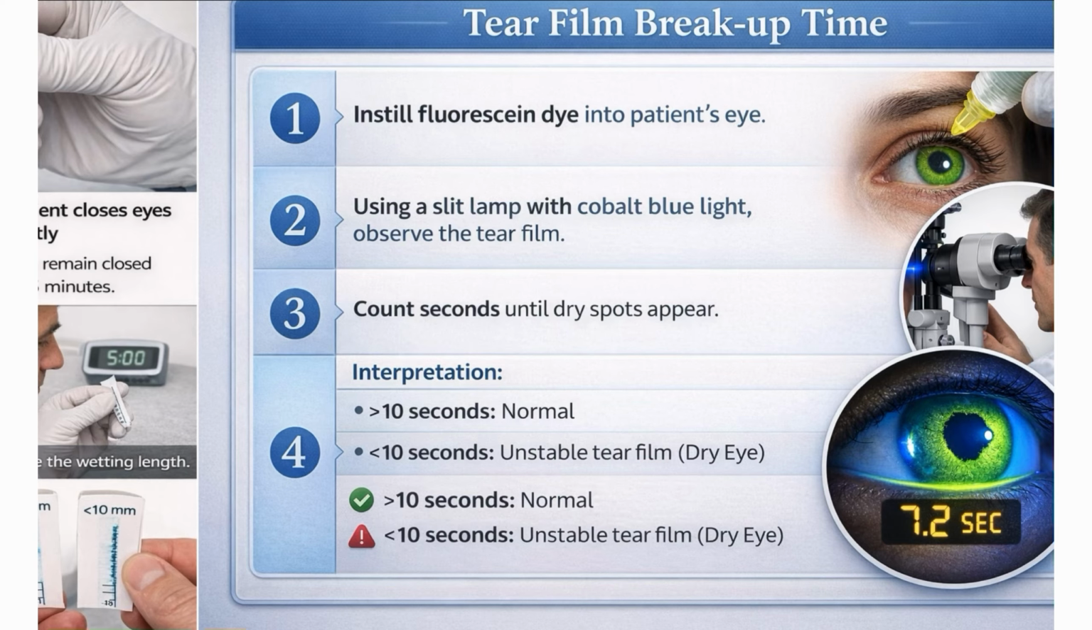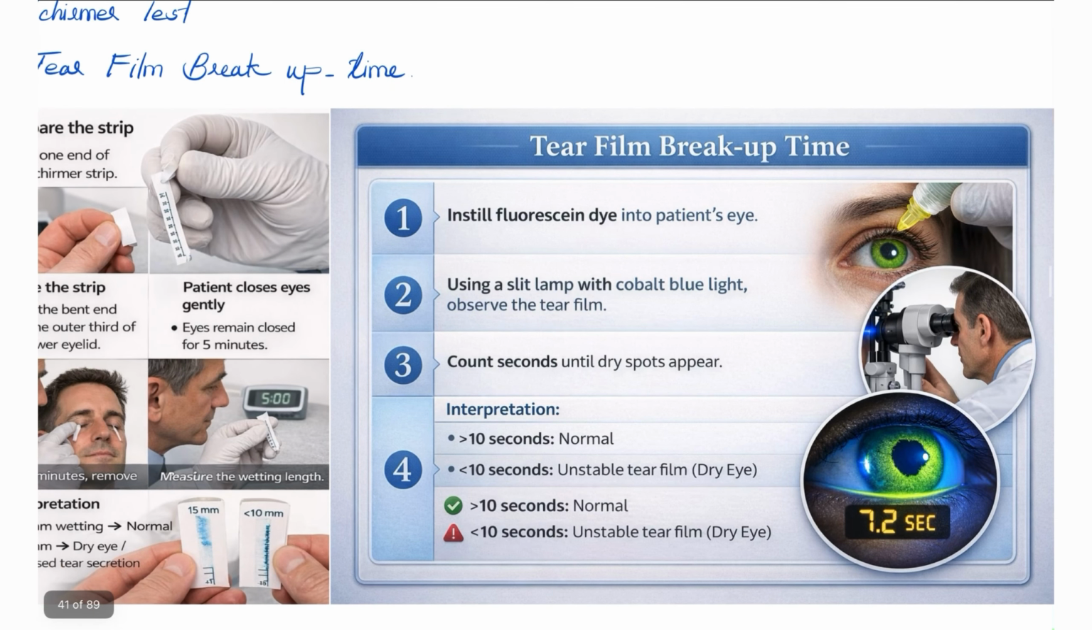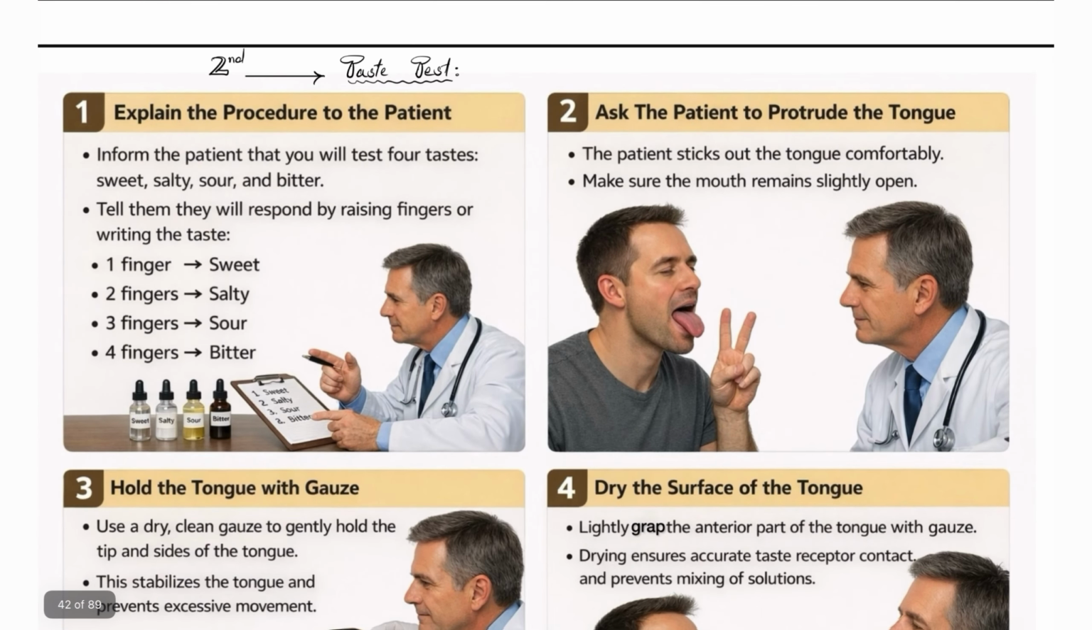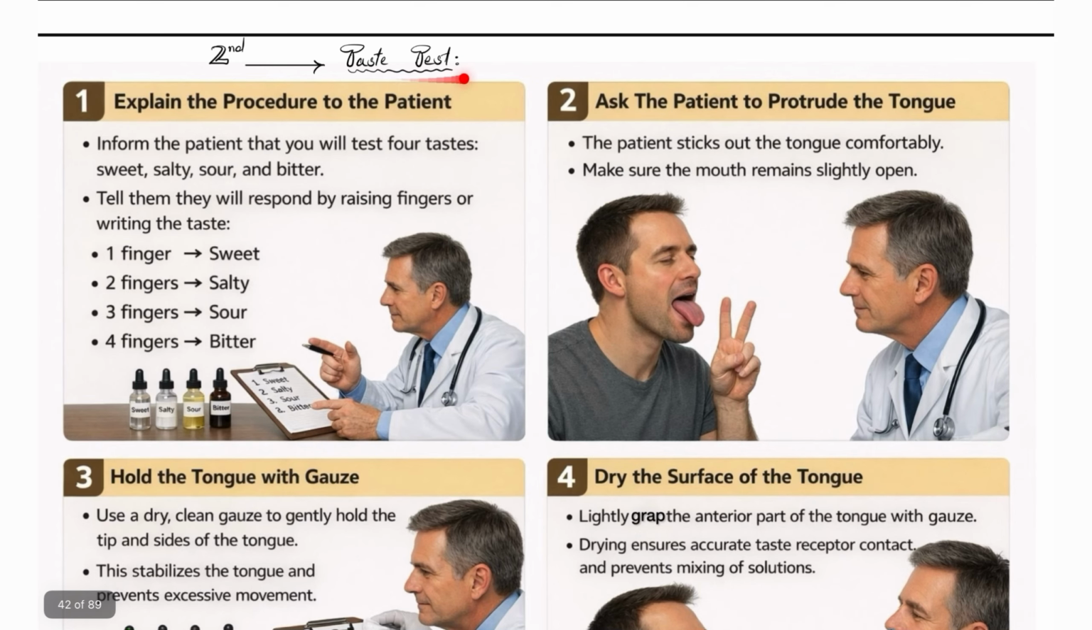The next test is evaluating the taste sensation of the patient from the anterior two-thirds of the tongue. Inform the patient that you will test four tastes: sweet, salty, sour, and bitter. Tell them that they have to respond by raising fingers or writing on a piece of paper. For example, for the sweet test, raise a single finger.